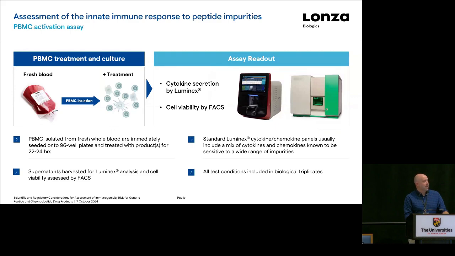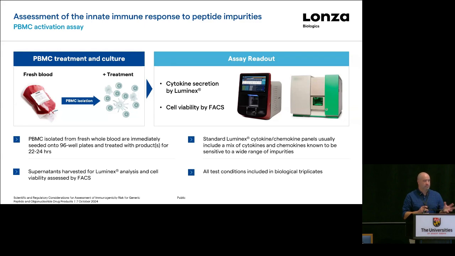So this is a very high-level schematic of how we approach the assay. This is just showing the example with the fresh blood. So we have the blood coming in within a few hours of being taken from the donors. We isolate the PBMCs immediately, and then they're treated. So we typically have all the plates ready in parallel to the PBMC being isolated. And then just after 24 hours, we can harvest the supernatant for Luminex analysis.